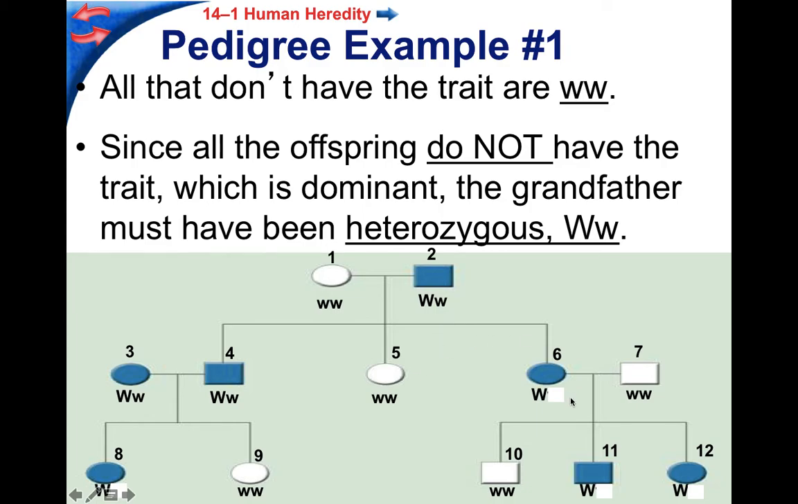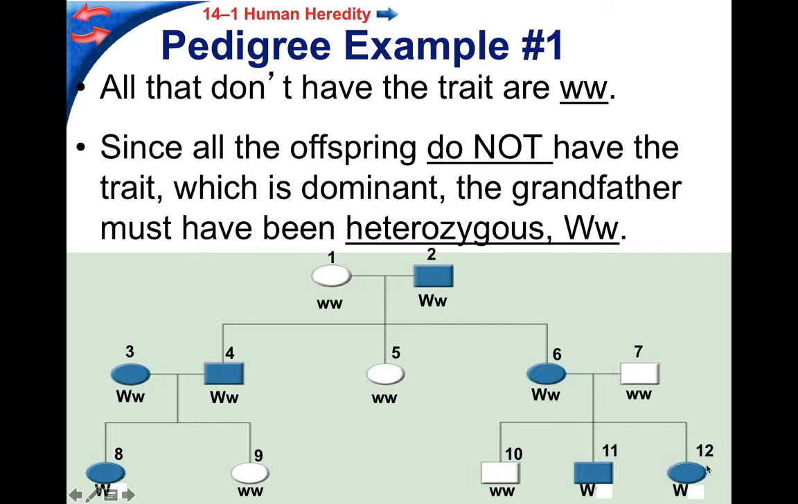Okay, let's go over number 6 now. We're going to use the same reasoning. Looking at number 6, look at number 6's mother, who's number 1. She has two lowercase w's. That means we know for sure number 6 has to be heterozygous. We could have also determined if you looked at number 10, who is her son. Number 10 has two lowercase w's. One of those had to have come from number 6.